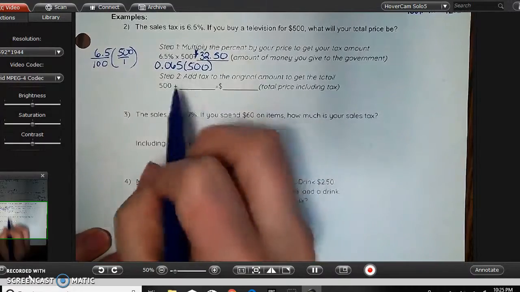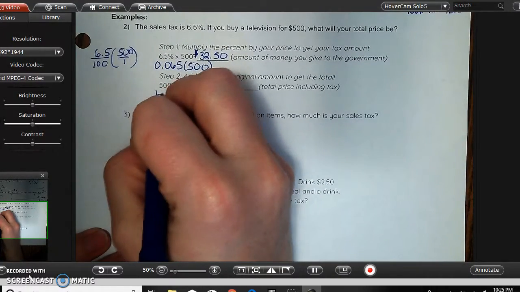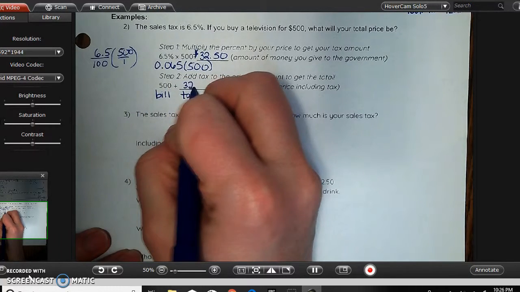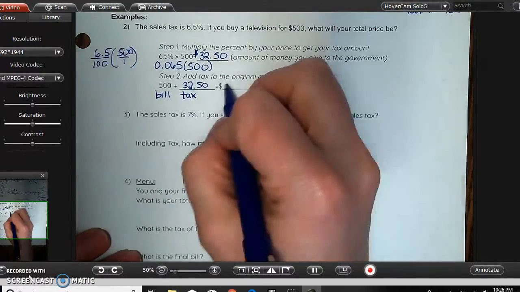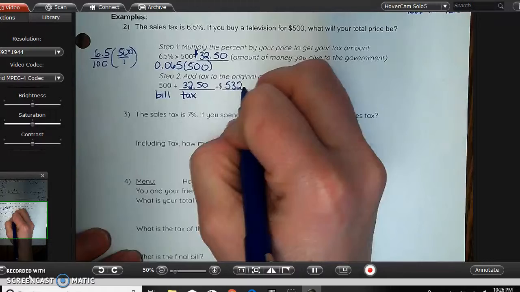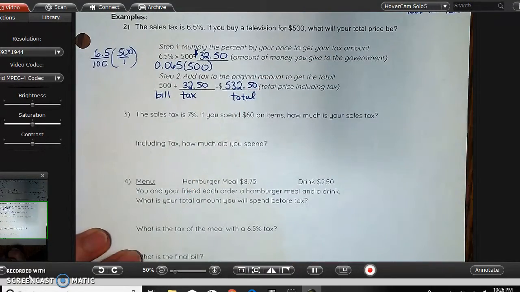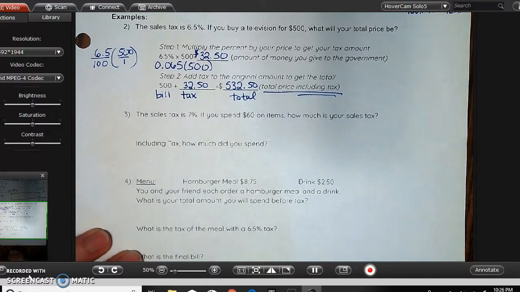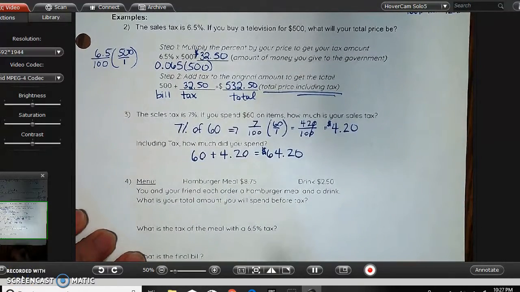Now, because we're doing the two-step method, once I found this is my bill for my TV, and then my tax is $32.50, I need to add those together to find my actual total for my TV. So that is my total price, including tax, because I've added it on. Once again, feel free to stop, pause here, go back, and try it on your own.